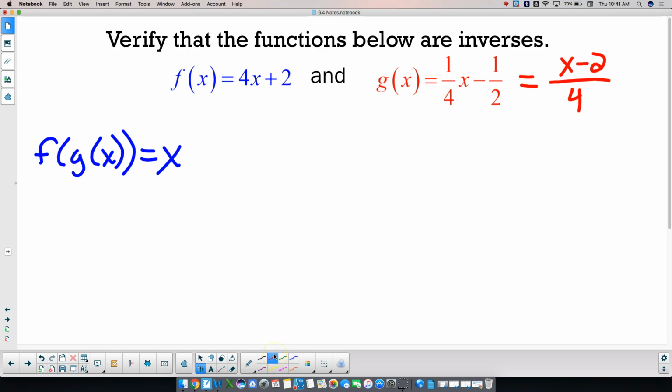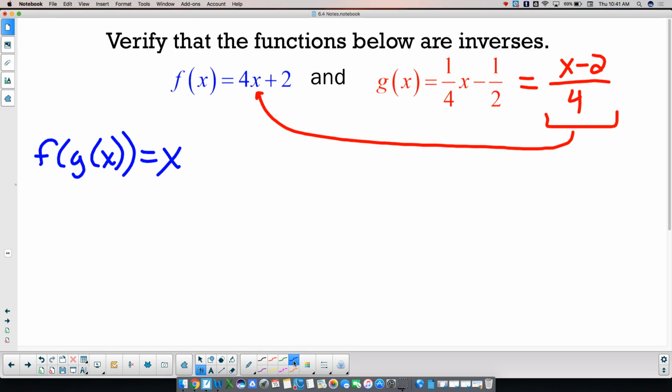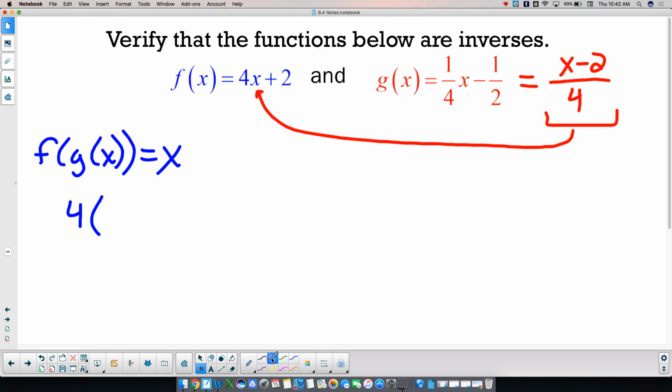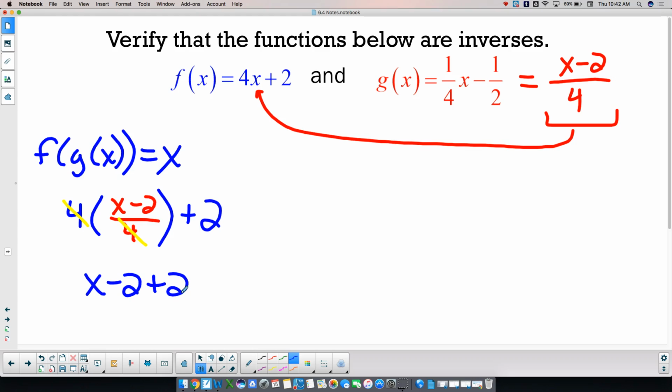So I'm going to take this value right here, and I am going to put it in for x in f. Well, that becomes 4 times x minus 2 over 4, then plus 2. Agree? Put it in for x. So these two 4s cancel each other out. One's on top, one's on the bottom. So if I'm multiplying 4 times 1/4, that just gets me 1. So that leaves me with x minus 2, then plus 2. X minus 2, then plus 2 is equal to just x. So I verified here that f of g of x is x.